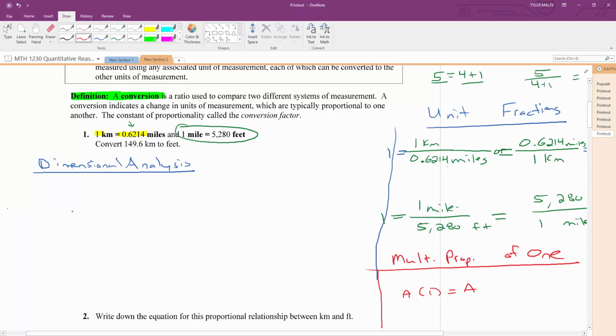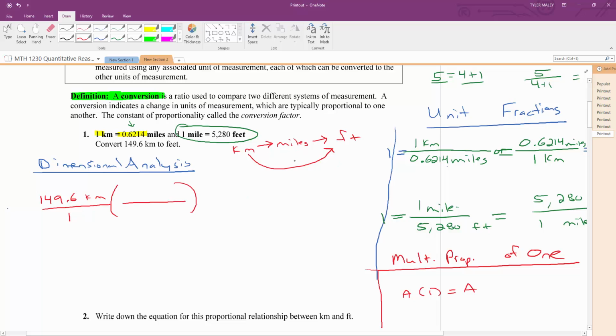So if I start out with 149.6 kilometers, I can still come up here and do a game plan, as we had before. Let me just write that down as a reminder. Remember, we want to go from kilometers into miles and then into feet, because I don't have a direct connection to go from kilometers to feet. That's not what was given. So if we go from kilometers to miles, and then use this conversion to go from miles to feet, then we can get to the end result. So I'm going to use this game plan.